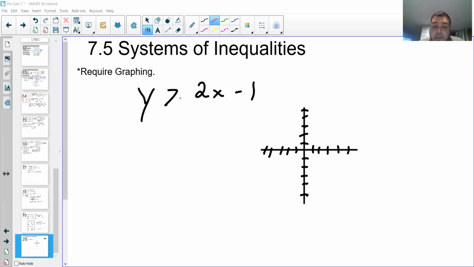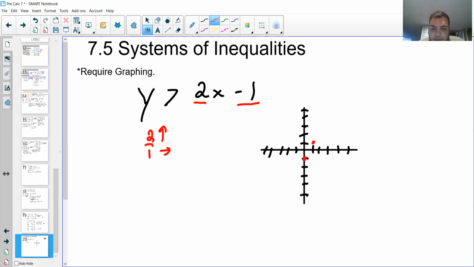All right. So y is greater than 2x minus 1. This should look familiar. This is y equals mx plus b form, or slope-intercept form. So this -1 is your y-intercept, so I'll start at -1. And this is my slope, which is 2 over 1, which means 2 rise over 1 run.